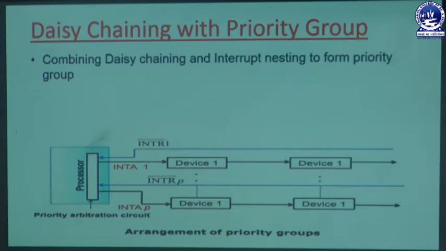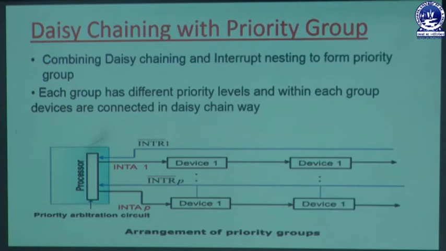If the requested interrupt is of highest priority, then that interrupt has to be serviced by the processor, and the interrupt which is under execution has to be paused. Okay. So here we combine the concept of daisy chaining and also interrupt nesting to form priority groups. Each group has different priority labels, and within each group devices are connected in a daisy chain way.